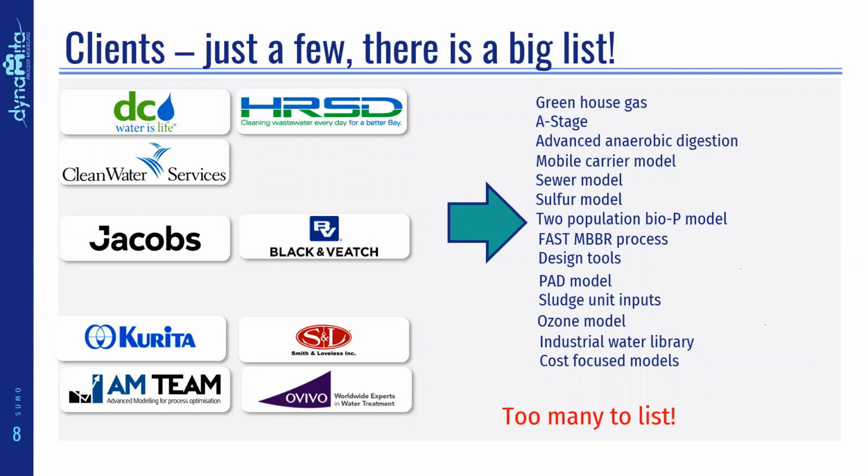So the list you see on the right, such as greenhouse model, or A stage, which is an adsorption high rate activated sludge model, advanced anaerobic digestion model, mobile carrier, and I'll skip over some of them, are being developed by these clients for their in-house use and for their client support. And there are just too many to list. And this has been possible because engineers are able to develop models in SUMO, and they are able to test the model quite easily before it can be commercialized.